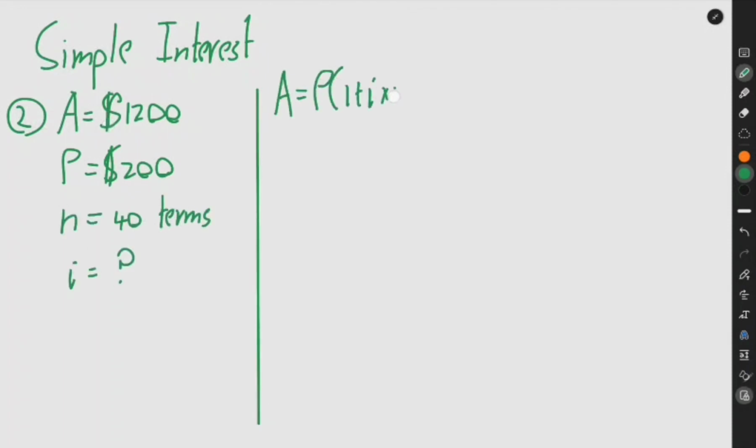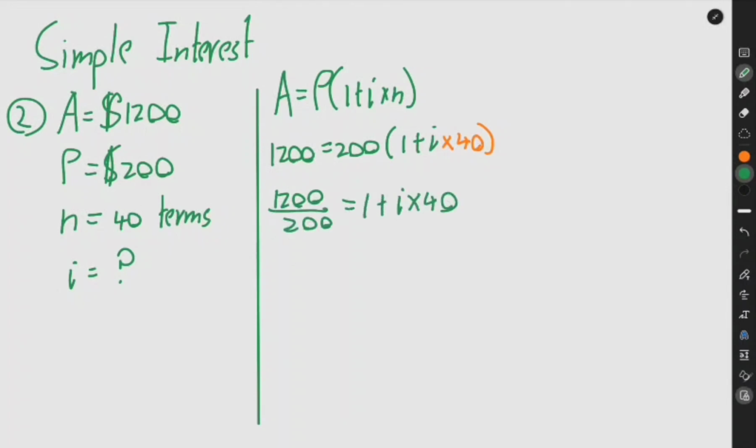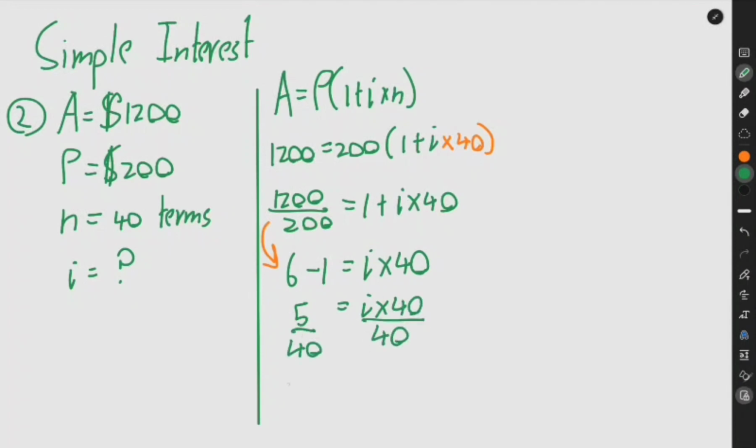Again, we write out the equation, fill in the knowns, and isolate the unknown on one side of the equation. Take note that when dividing or adding, you do the same to the left as you do to the right. We can now calculate 5 divided by 40 to calculate the interest rate. In this case, 0.125, which is 12.5%.